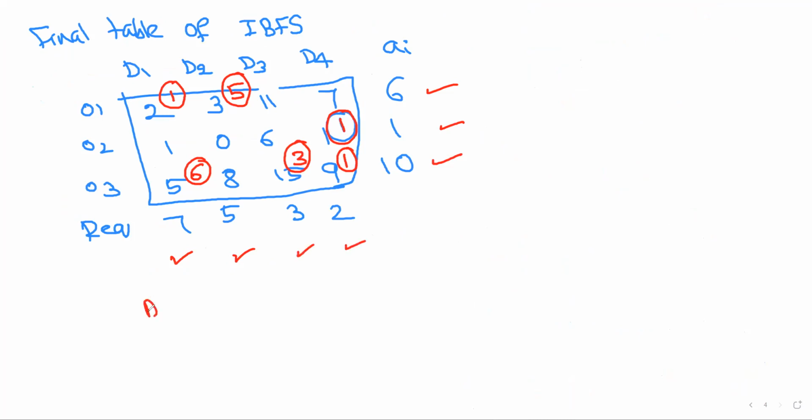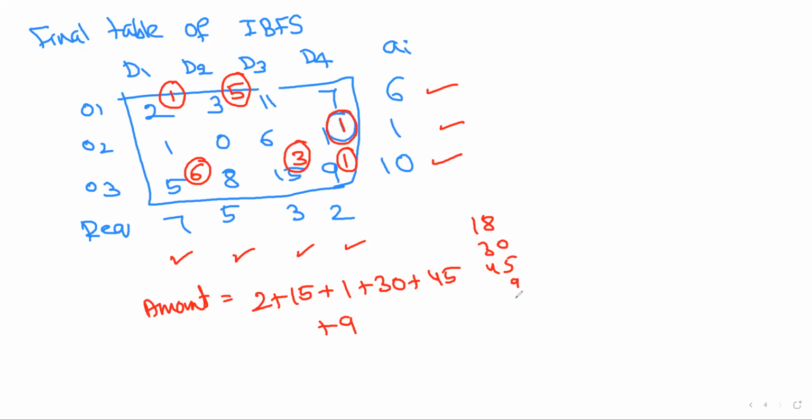Now I have to find the amount. Amount is equal to 2 1s are 2, 3 5s are 15, 1 1 is 1, 5 6s are 30, plus 15 is 45 plus 9. Now add it: 17, 18, 30, 45, 9. 9, 14, 14 plus 8, 22, 102. How much did I get? 102 rupees I got.